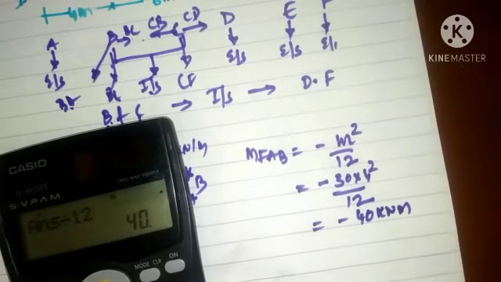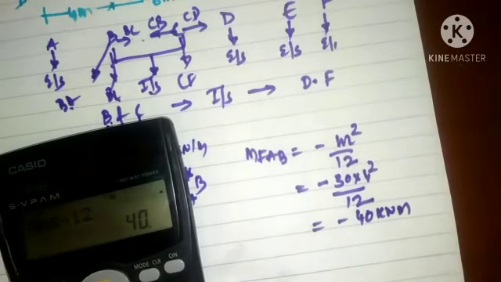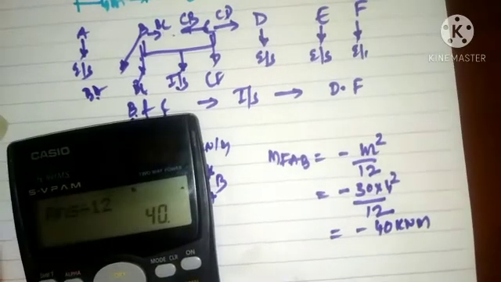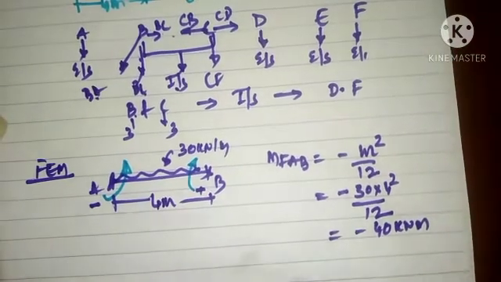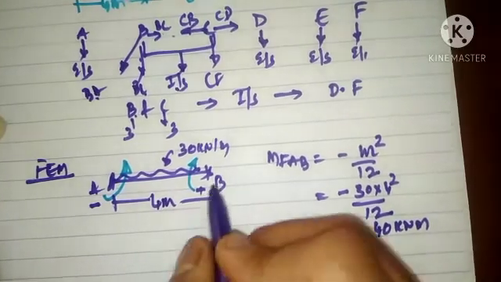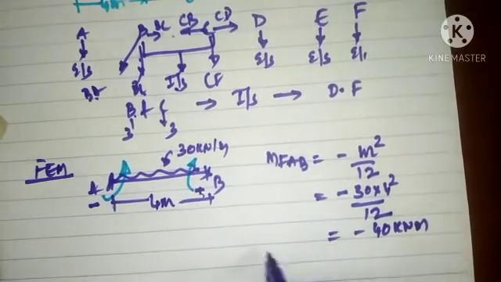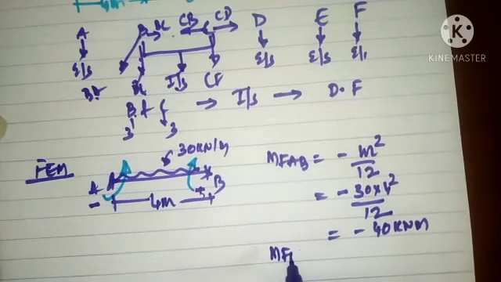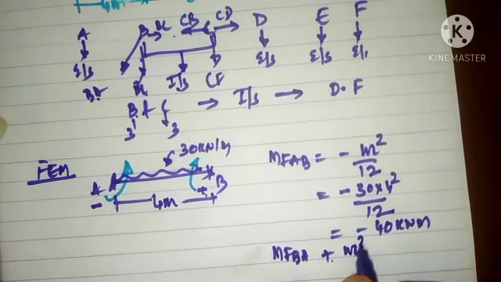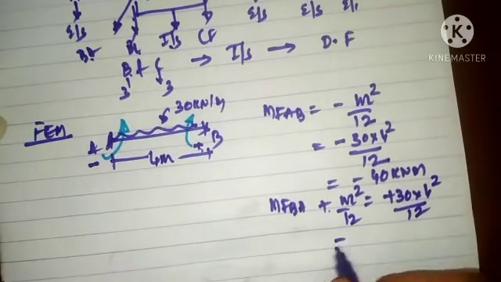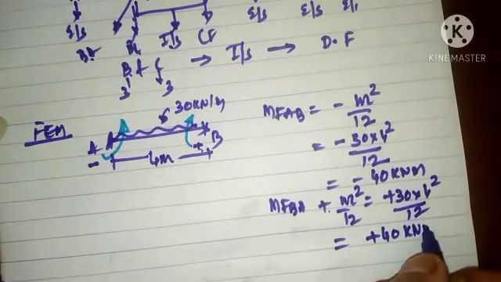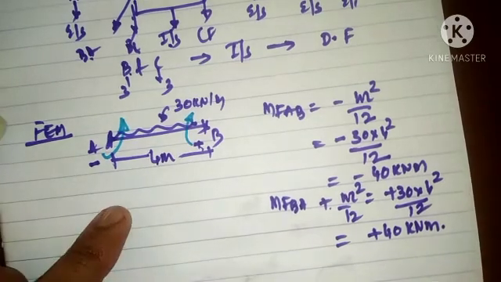So this is nothing but the value of the fixed end moment from A to B. So minus 40 will be the fixed end moment from A to B. Likewise, we need to calculate the fixed end moment from B to A. As it is in clockwise direction, we are going to consider it as positive. So MFBA will be plus of WL square divided by 12, which will be plus of 30 into 4 square divided by 12, and whose value shall come as plus 40 kilonewton meter. So this is the value of the fixed end moment from A to B and B to A.